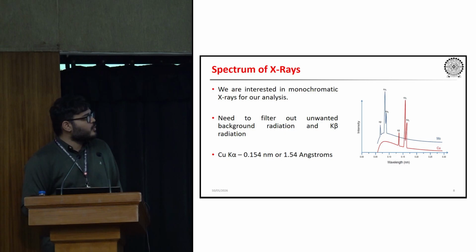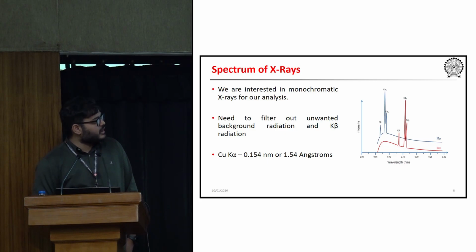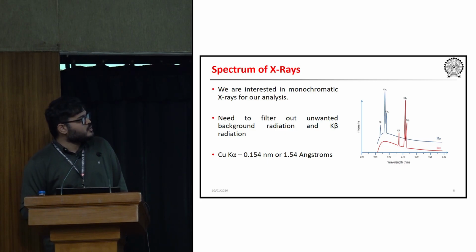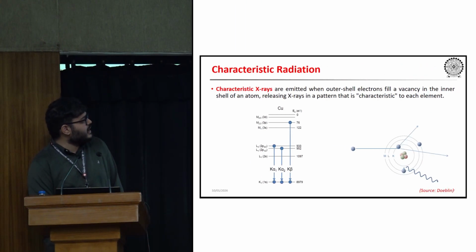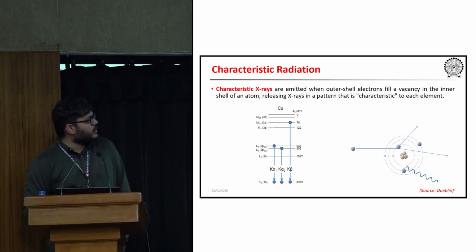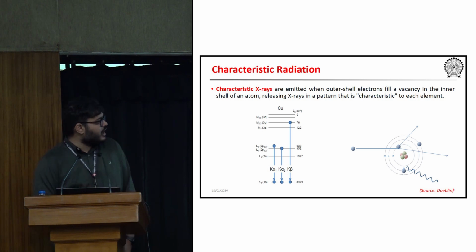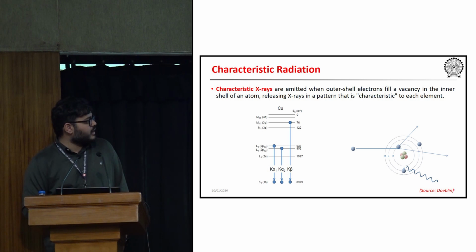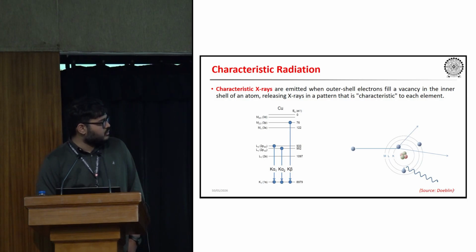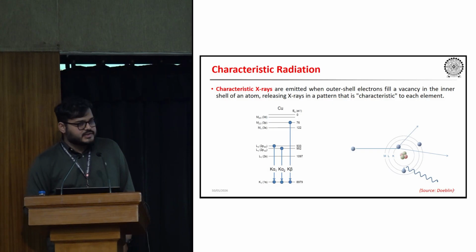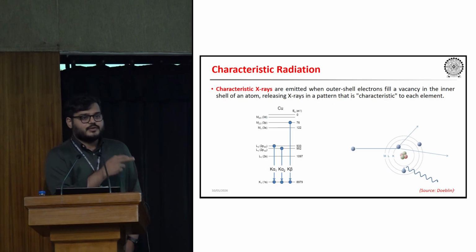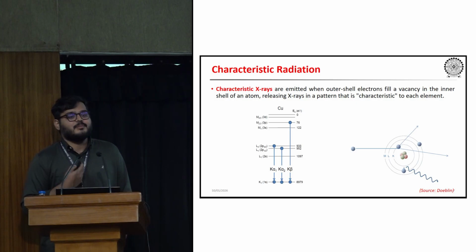So what we need to do is filter out the unwanted background radiation, and you also need to remove the K beta radiation. K beta radiation comes in when an electron from an M shell comes down to the K shell. K alpha radiation comes in when an electron from the L shell comes down to the K shell. We don't want this background radiation, which is the Bremsstrahlung. We also don't want the K beta radiation.